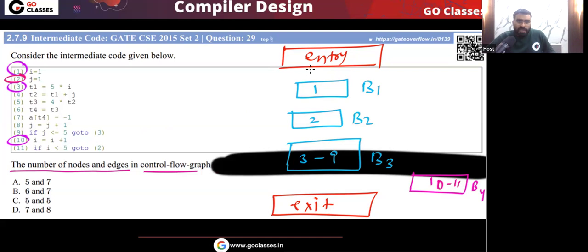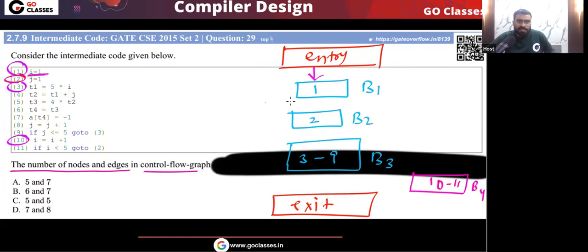See, from the entry node, there will be one edge to the first instruction of the procedure. From the entry node, there will be one edge to the basic block containing the first instruction of the procedure. Is this clear? Remember, from the entry node, there will be only one edge to the basic block containing the first instruction of the procedure. Very simple. Now, from B1, how many edges will be there?